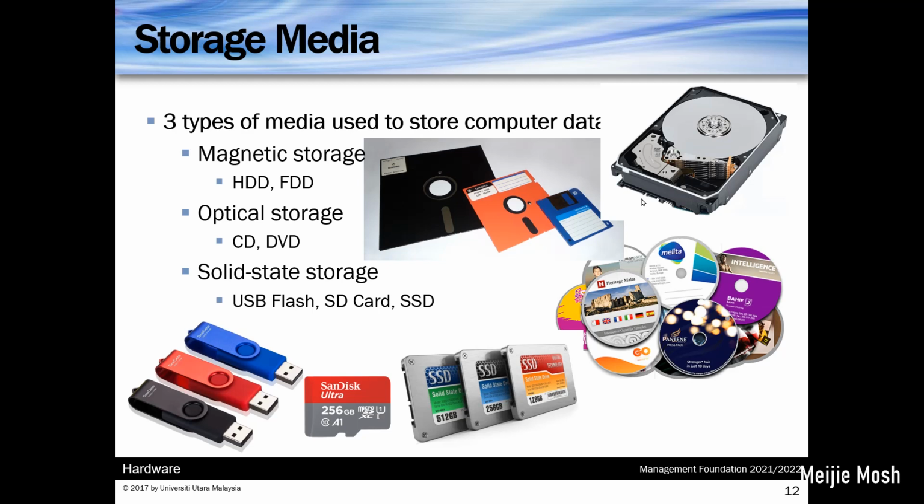Today, there are three types of media used to store computer data permanently: magnetic storage, optical storage, and solid state storage. Magnetic storage is one of the most common types of storage used with computers. Magnetic storage is a way of storing data that uses magnets to store binary data.